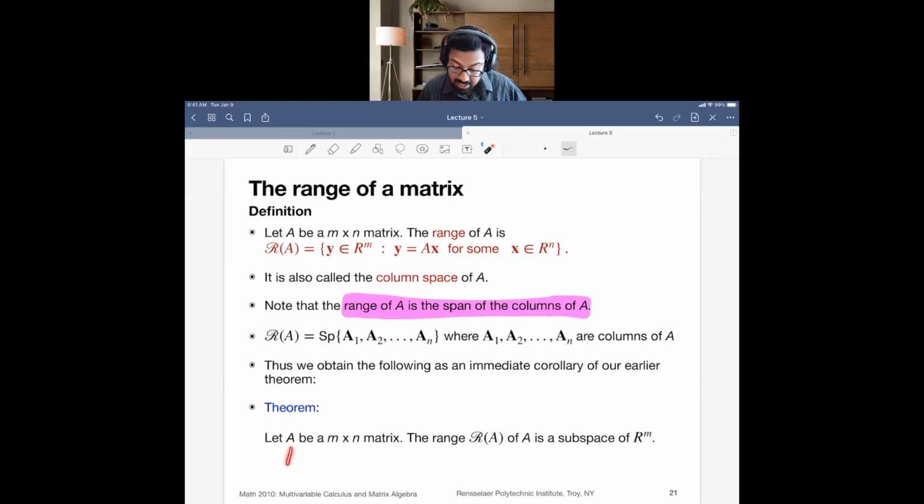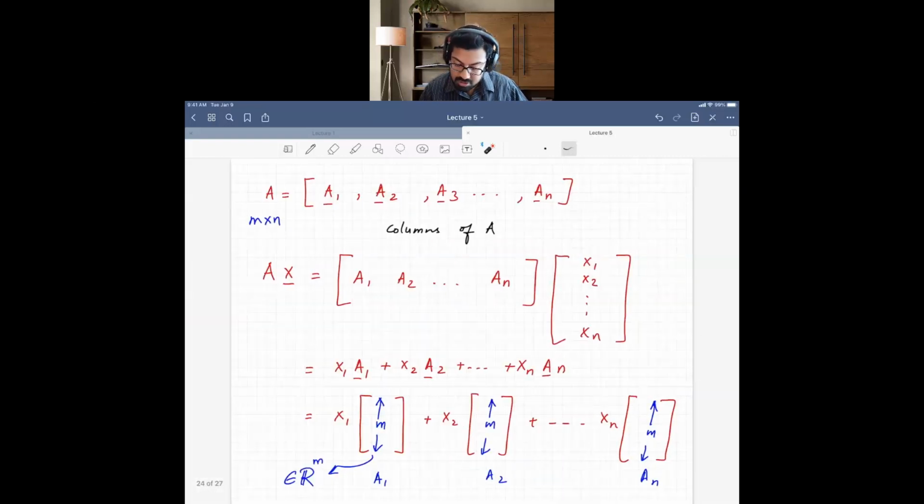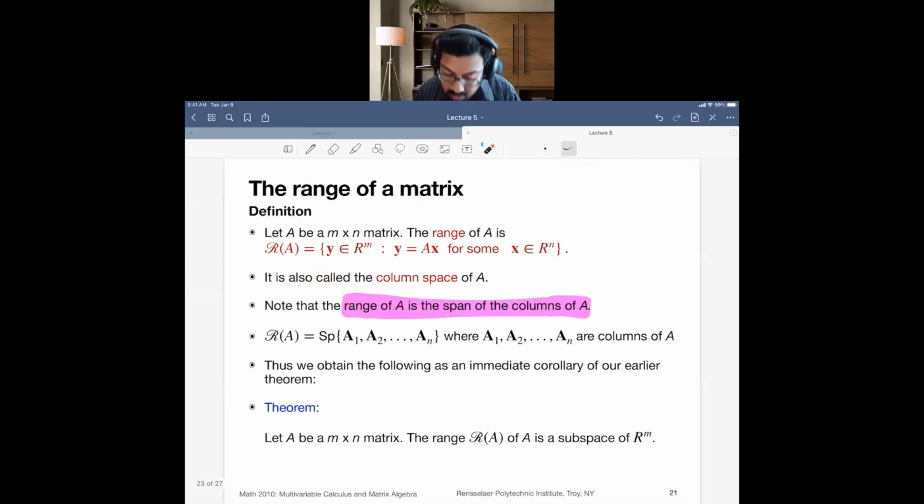What is that? If A is an m by n matrix, then the range of A is a subspace of R to the m, because each vector over here is going to be in R to the m. So when you take a coefficient matrix A and you multiply with some x that belongs to R to the n, you are going to get something that belongs to R to the m. All of those are going to be in the range of A.